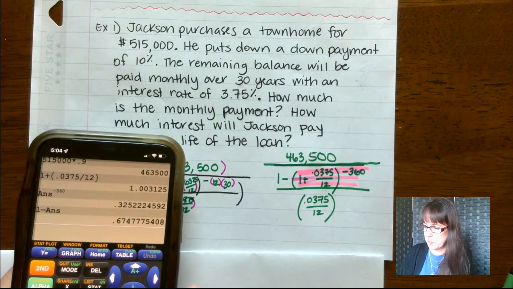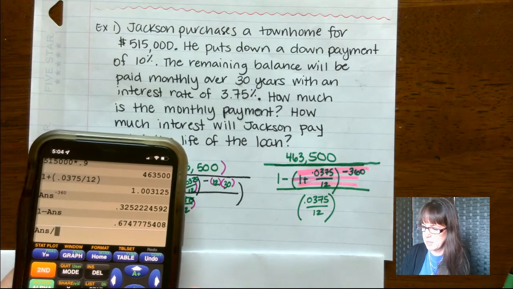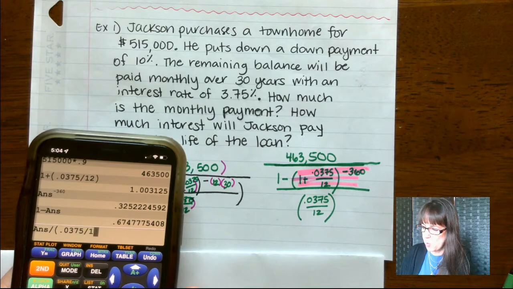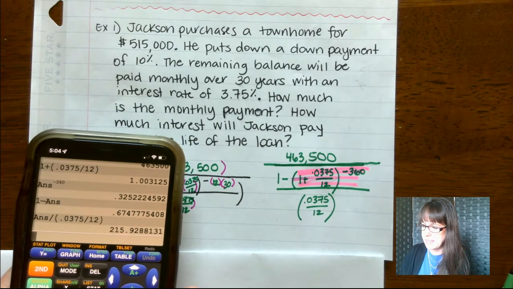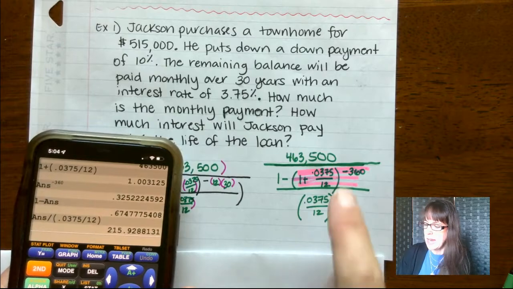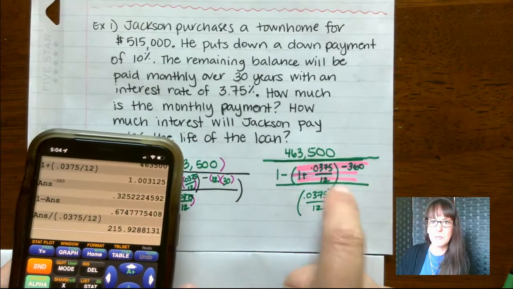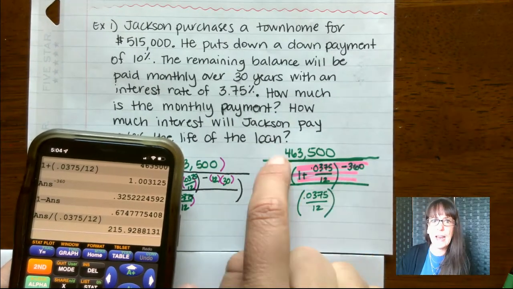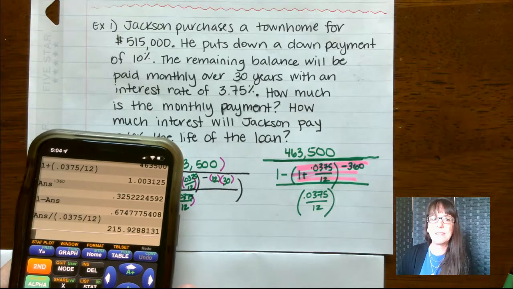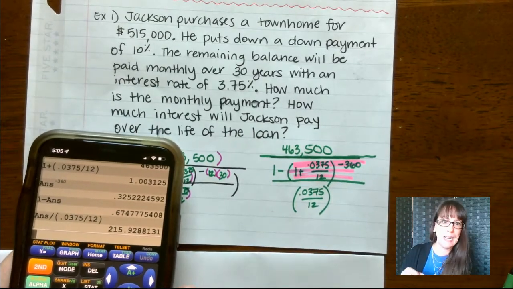And again, you have to use parentheses. So divided by 0.0375 divided by 12. Close out my parentheses, and I get this big old long decimal. So now that includes all of this stuff that was in the denominator here. So I have 463,500 divided by this number here, 215.9288.